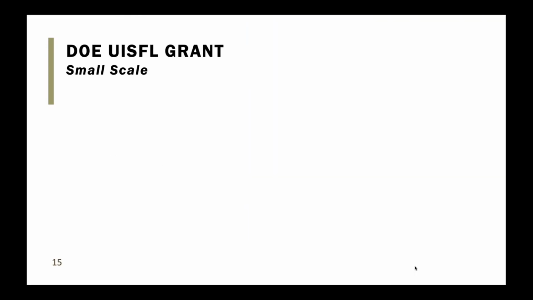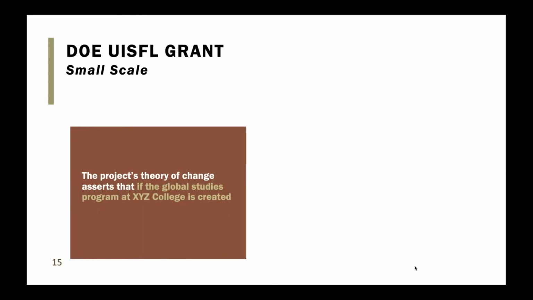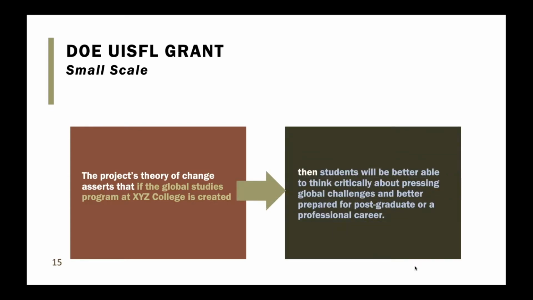So in this first example, this is a Department of Ed project that we are working on. It's funded through the Undergraduate International Studies and Foreign Language program. And the project's theory of change basically asserts that if the Global Studies program at this particular college is created, then students will be better able to think critically about pressing global challenges and better prepared for postgraduate or a professional career. So we have our if portion and then our then portion.